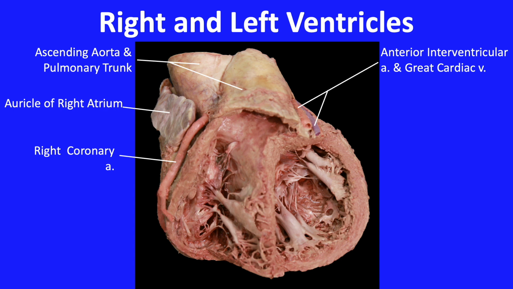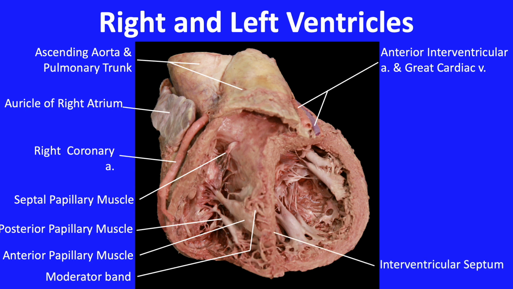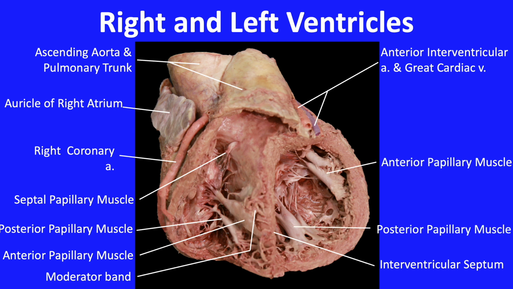In the right ventricle, an anterior, posterior, and septal papillary muscle are visible and labeled. Much less clear in this specimen is the moderator band. Moving to the left side of the heart, the interventricular septum is clearer. Based on their relative positions in the left ventricle, the anterior and the posterior papillary muscles are labeled. As shown previously, the papillary muscles are connected to the cusps by the chordae tendineae.